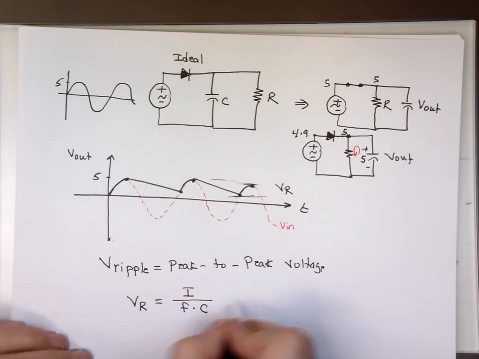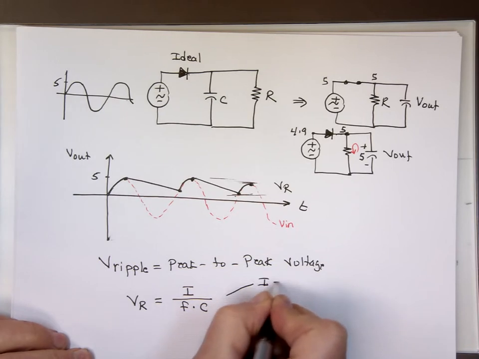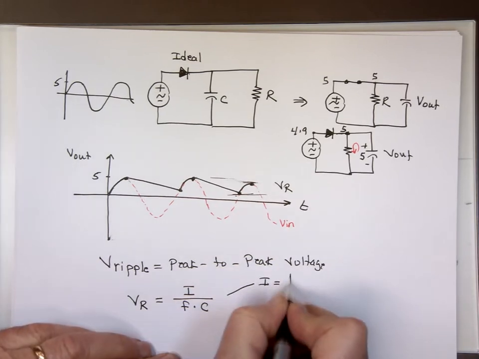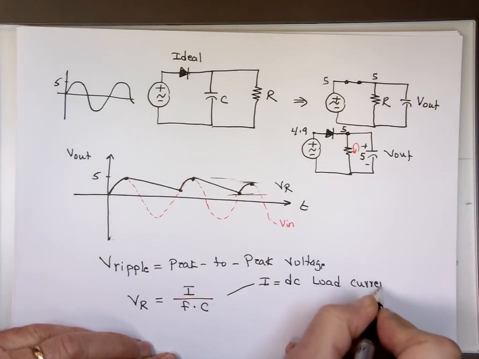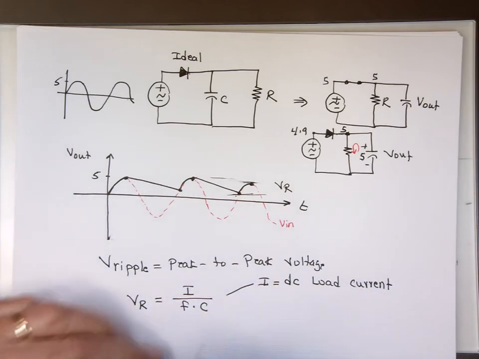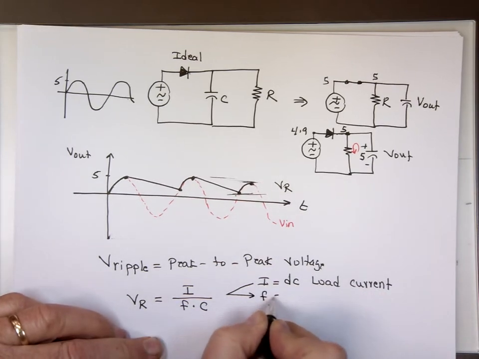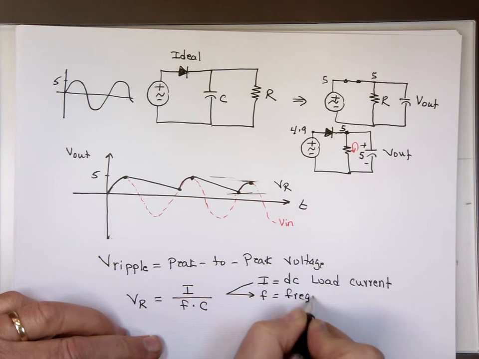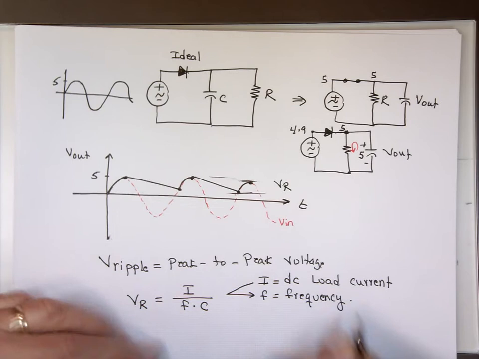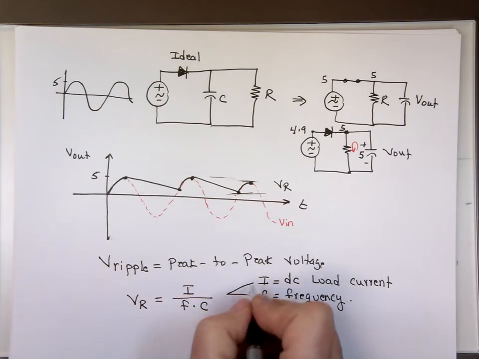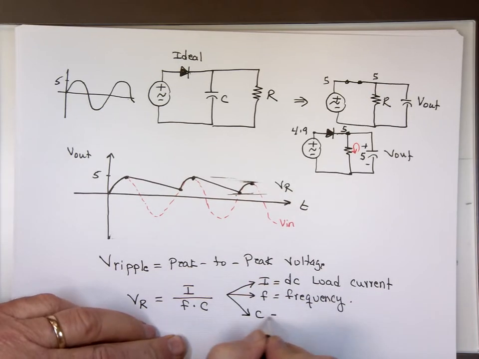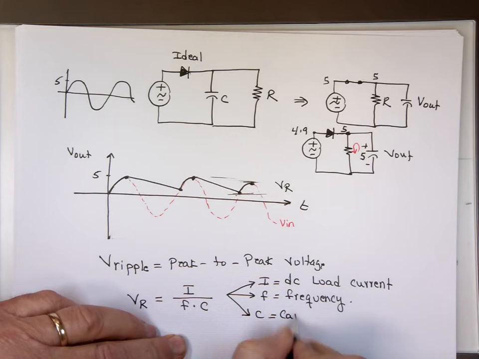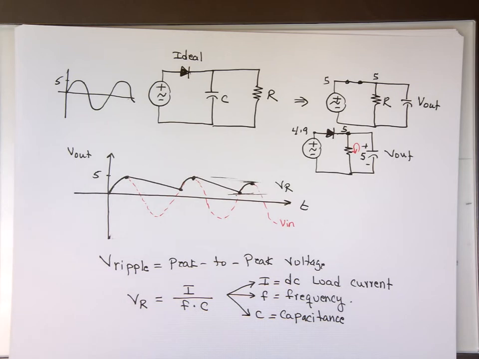When I say the current, I'm talking about what? I is actually your DC load current, the DC value. F is your frequency. In the US, our frequency is 60 hertz. In Europe, the frequency is 50 hertz. And C is the value of the capacitor, which we call the capacitance. So that's how we calculate the ripple voltage.